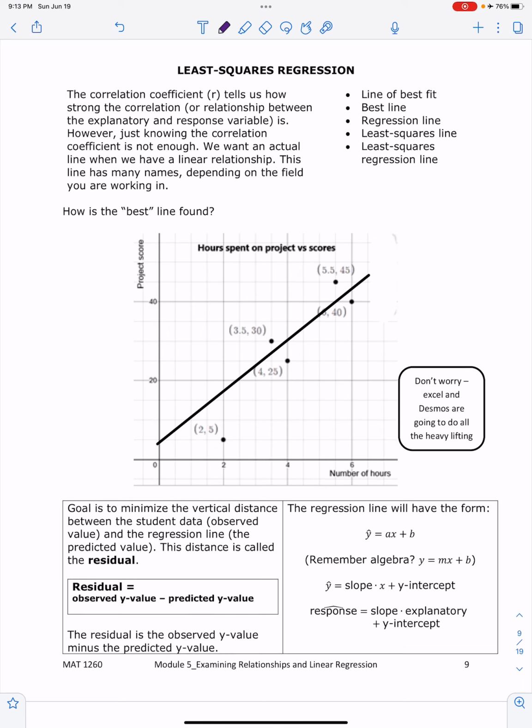Hey, these are the Module 5 notes, linear regression, page 9.